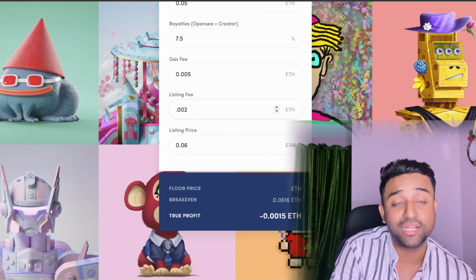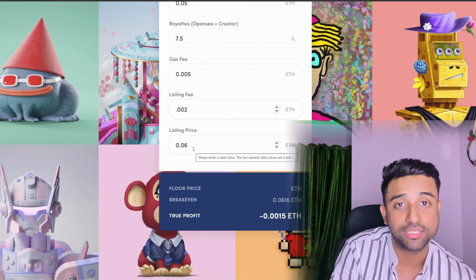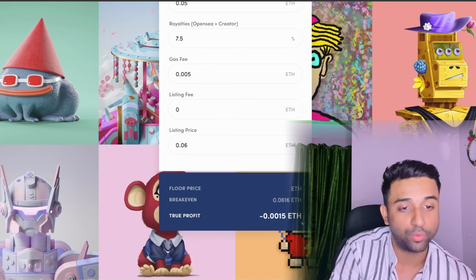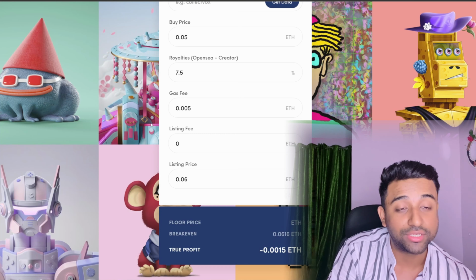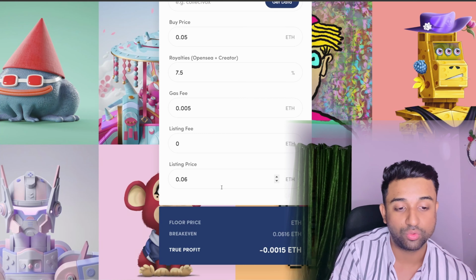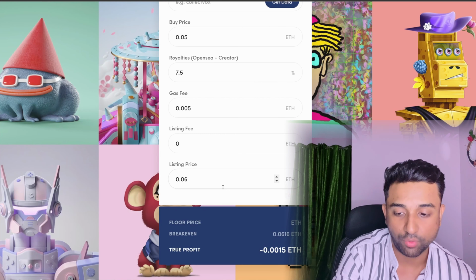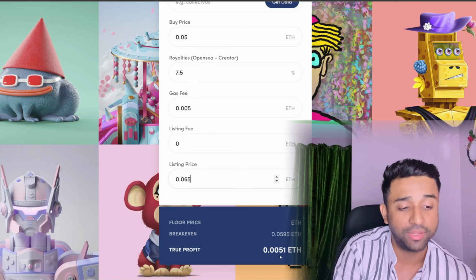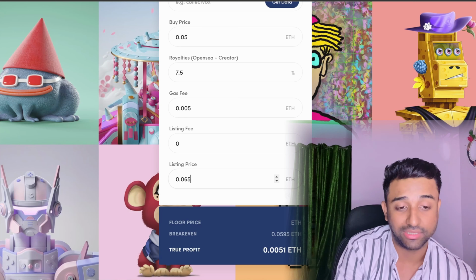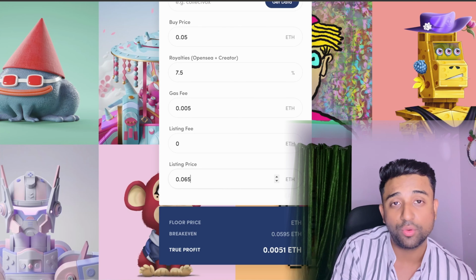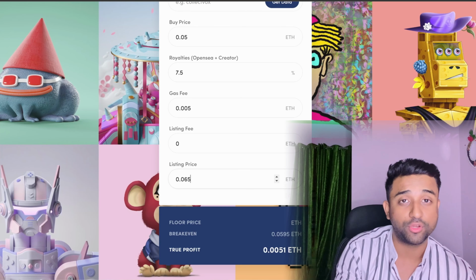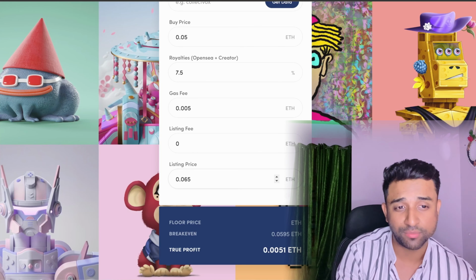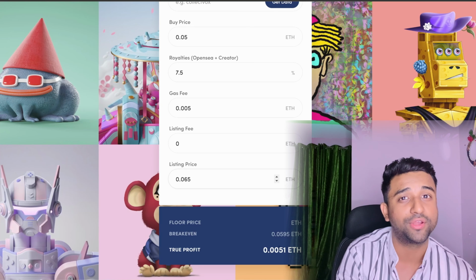Now this tells me that if I sell this NFT at 0.06 ETH, I am in a total loss of 0.0015, which I would not have known if I didn't do this calculation through this calculator. To know what my break even point will be, I would need to change this to, let's say, 0.065, and this says that now I am in a profit of 0.0051 ETH. This is the easiest way for you to know at what price you're making a profit, or whether you are in loss or not. So definitely before listing your NFTs, make sure you check whether you're selling it for a profit or not.